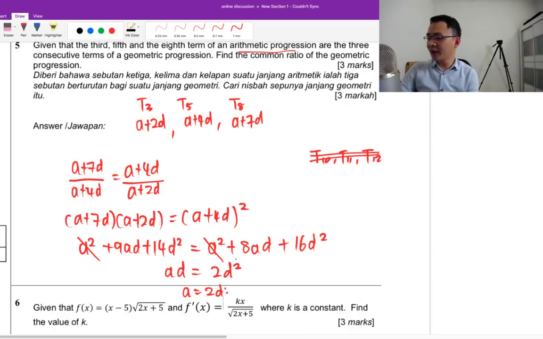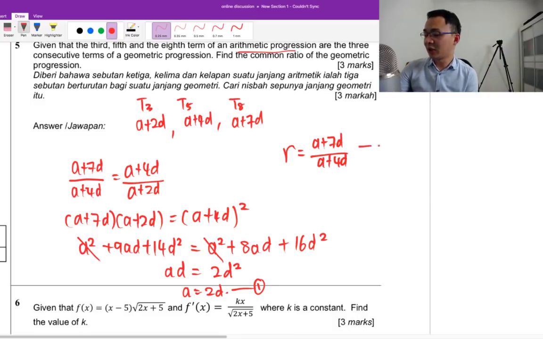Okay, so if A equals to 2D over here, I can find the ratio just by choosing any one of them. Because now ratio, I'm going to call this one of it. So ratio, I can say the A plus 7D over A plus 4D, right? Because they are consecutive terms, so I call this one second equation. So I will sub the first one into the second one. I will sub into here.